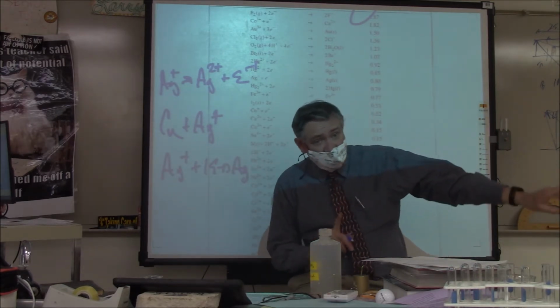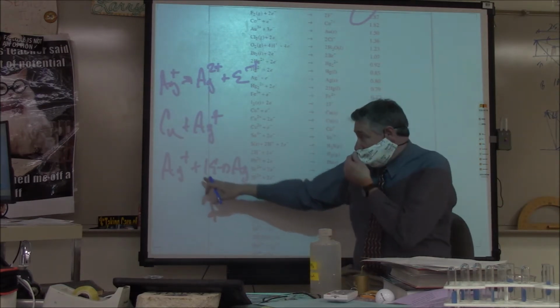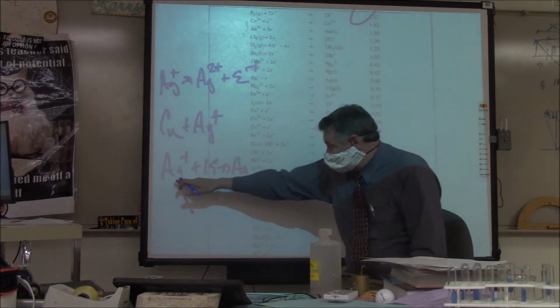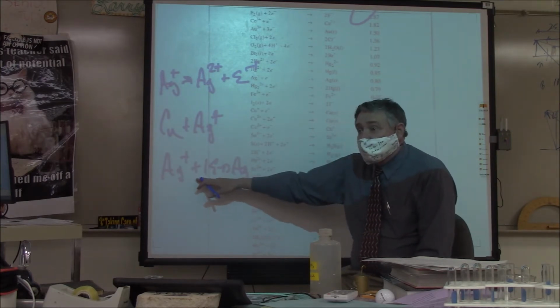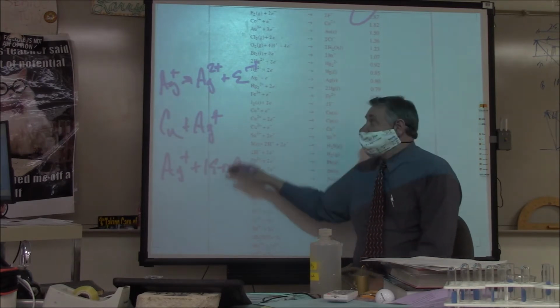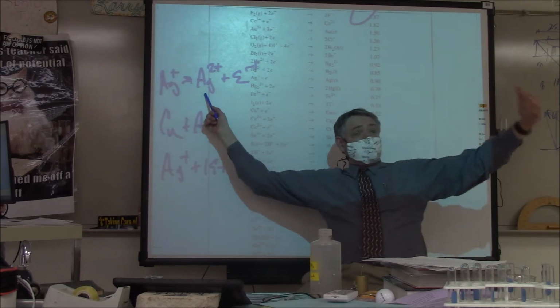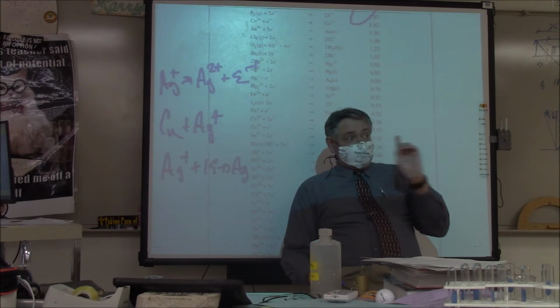It could gain an electron and turn into elemental silver. Now, if this is what happens, Eric, is the Ag plus being reduced or oxidized? Why? It's gaining an electron. It's gaining an electron, right? If it does this, it's being reduced. Now, there are always redox reactions, right?